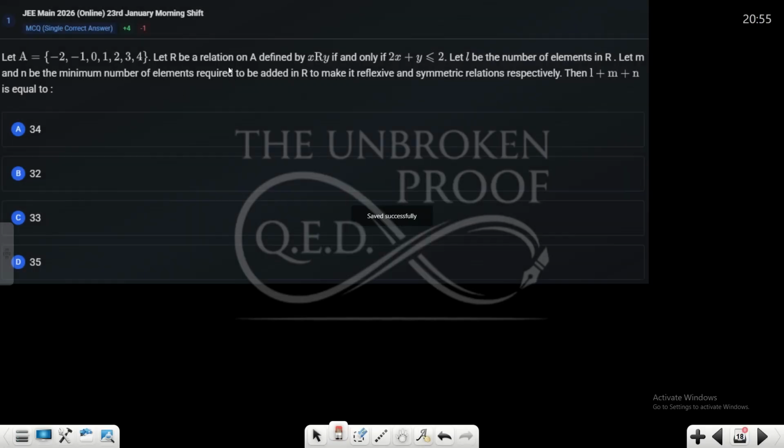Let R be a relation on A defined by x R y if and only if 2x plus y is less than or equal to 2. Let L be the number of elements in R, M be the minimum number of elements required to be added in R to make it reflexive, and N the minimum number of elements to make it symmetric, and they are asking L plus M plus N. Now let us see how we can do this.